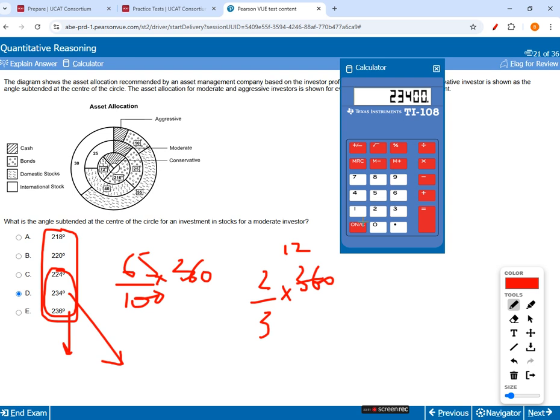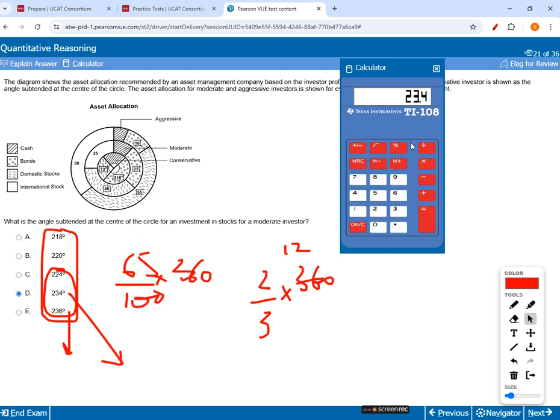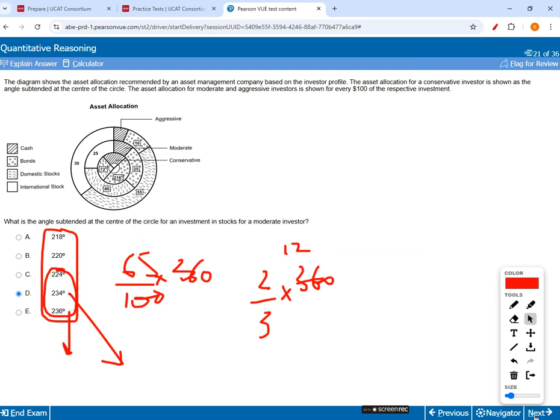Or you could have just done 65 times 36. Or you could have done 0.65 times 36, cutting down on the keystrokes. 23.4. Ignoring the decimal, 234. Let's just confirm if the answer is correct. Indeed it is. 234 is the answer. Right, let's crack on.